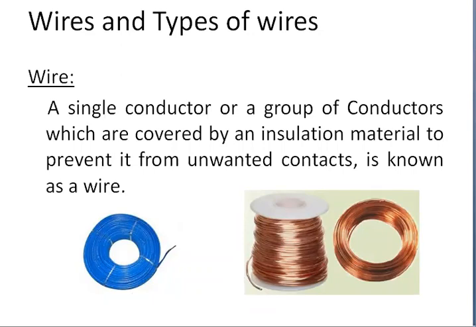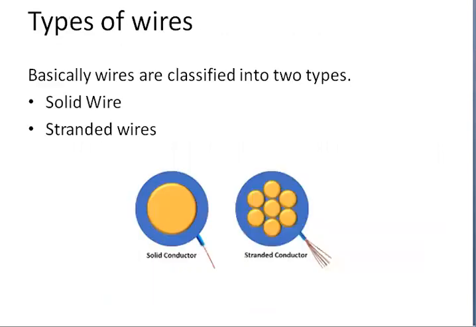And coming to the types of wires, there exist two types of wires. Those are solid wires and stranded wires. So here the first diagram indicates the solid wire and this is the stranded wire. So a solid wire is nothing but a single conductor which is either surrounded by an insulation material or not surrounded by an insulation material, and it is commonly used for high frequency applications. It has very less resistance. That means more amount of current can be passed through this solid conductor.